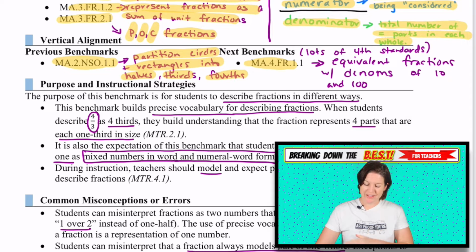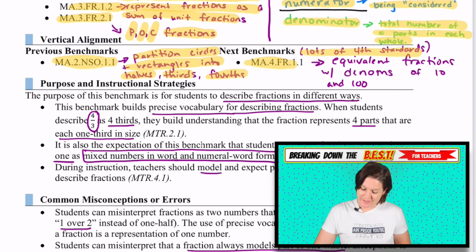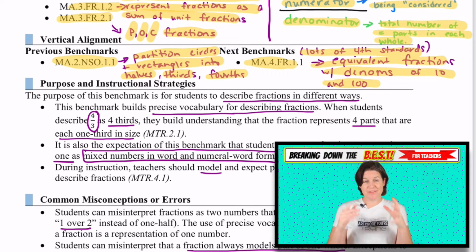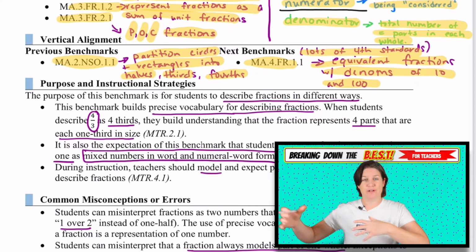And then in fourth grade, we have a lot of fourth grade standards. I don't know why they didn't provide, oh, they did. They said FR.1.1, equivalent fractions with denominators of 10 and 100, sure, but really everything that we're doing here today, reading and writing fractions, they're going to need what they learn in third grade with the standard in fourth grade and fifth grade and so on too.